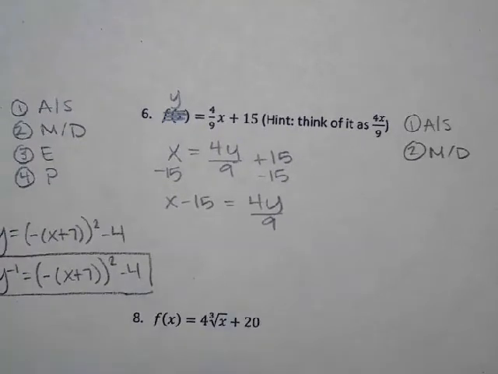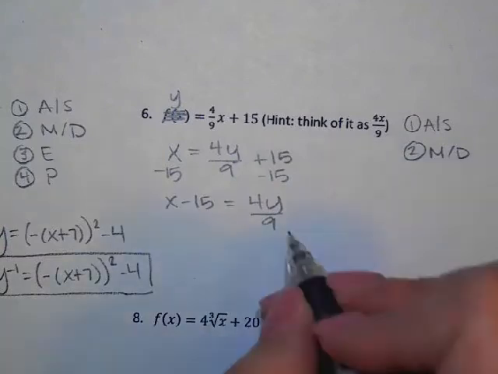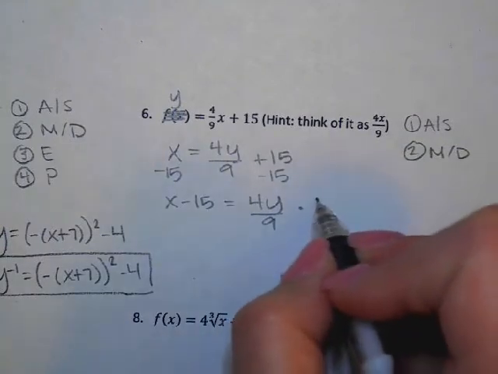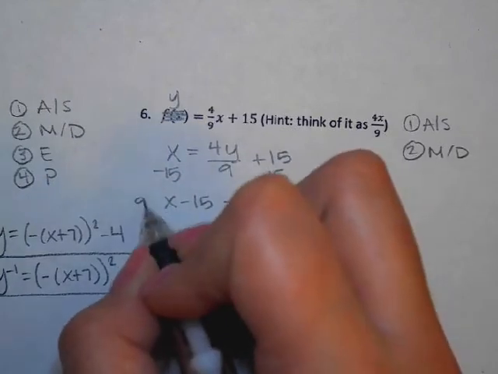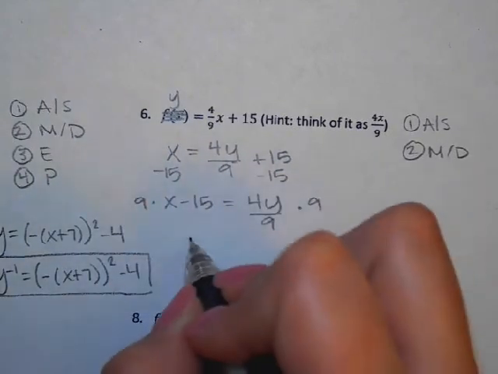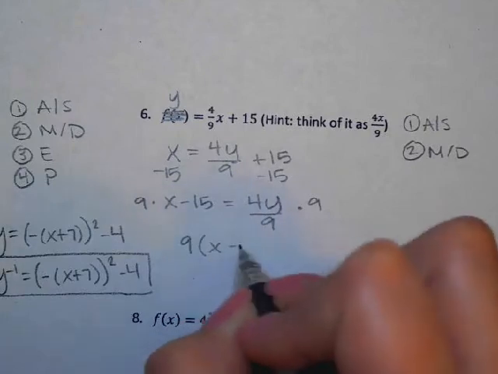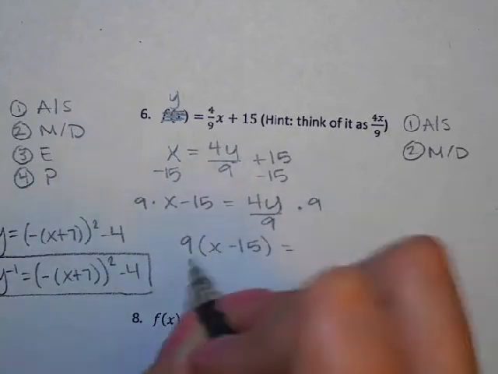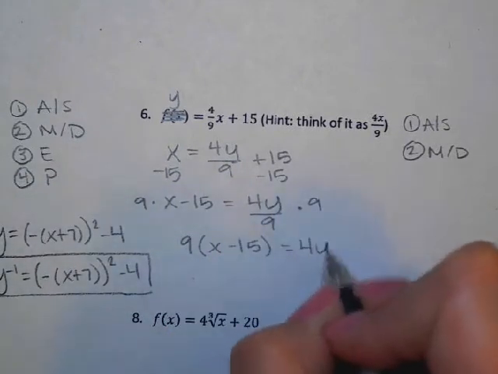All right, and then after that, we're going to see if there's anything that can be multiplied or divided. This is a 9 I can multiply. So I'm just going to multiply on each side by 9. So I have 9 being multiplied by x minus 15. It has to be in parentheses because it's being multiplied by the whole group.